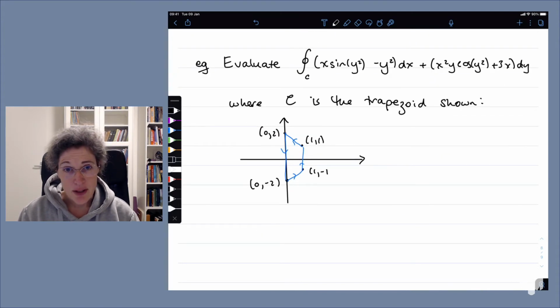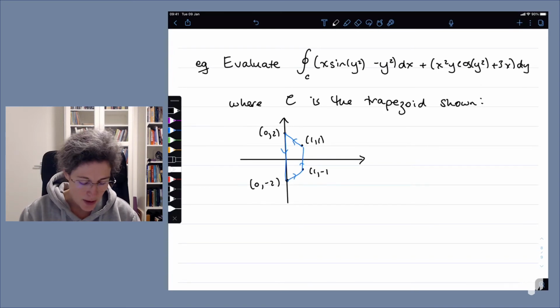So let's have a look at another example. Here again, we've got a complicated line integral, and we want to integrate it over this curve that's shown in blue here. It's a trapezoid that we put like that. Well, we can do exactly the same trick. Let's see what happens here.